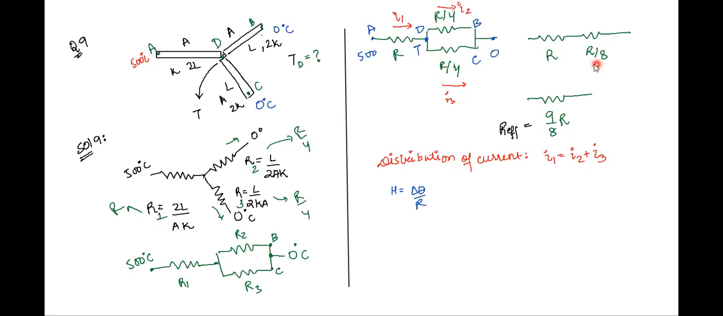If you have R by 4 and R by 4 connected in parallel, the net should be R by 8. Shouldn't it be, Atul? Yes, I was adding them up. That's okay. I think we are clear with it, right? That we need to take them in parallel.